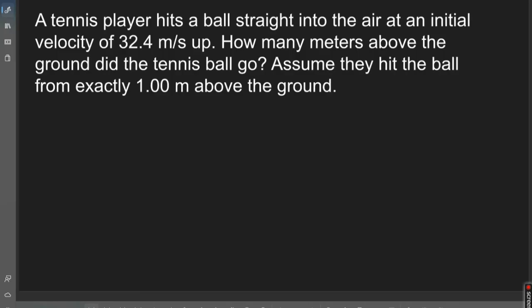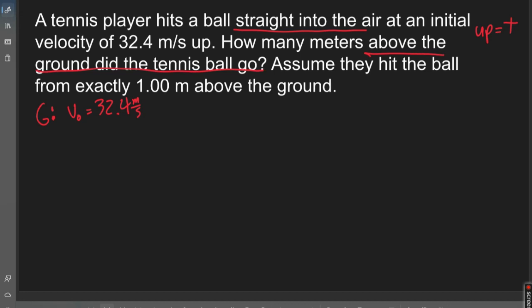All right, one last problem. I'll do this one kind of quickly. Okay, tennis ball hit straight up. Initial velocity of 32.4 meters per second. Okay, V naught, 32.4 meters per second. So we're back to hit straight into the air. We're back to up equals positive for this problem. The up direction is positive. All right, how many meters above the ground did the tennis ball go?